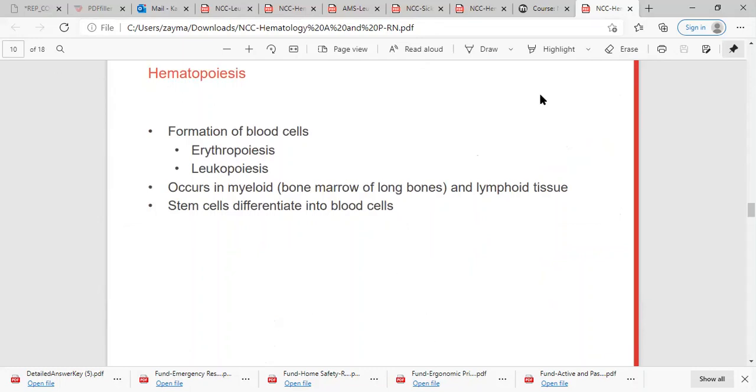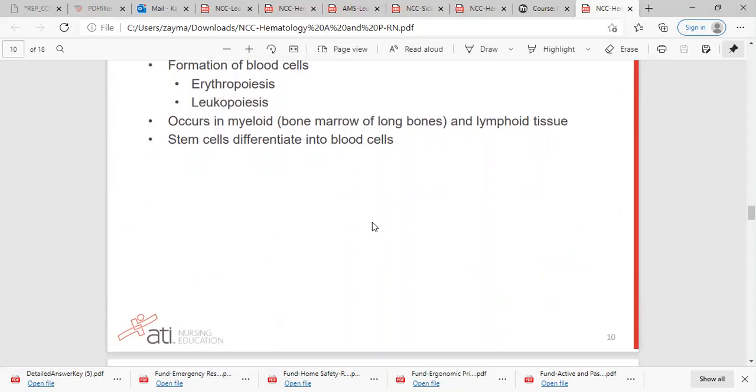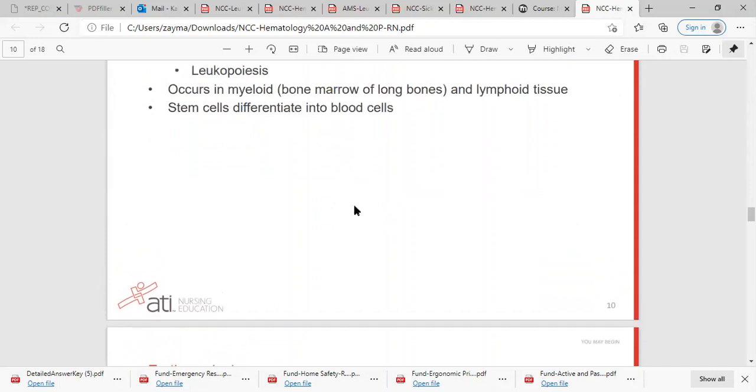Hematopoiesis just means making of blood. Erythro means red blood cell production, and leuco means white blood cell production. And we already talked about how it occurs in the myeloid tissue, which is the bone marrow, and the lymphoid tissue, which is your thymus and your spleen. Those are all lymphoid tissues.